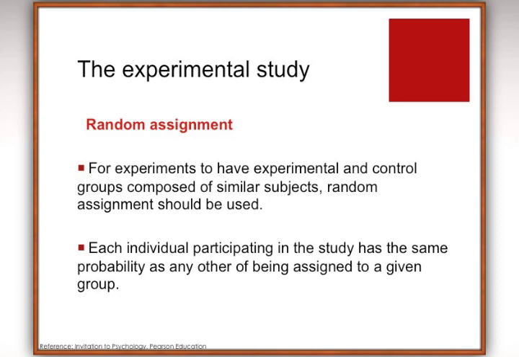For experiments to have experimental and control groups composed of similar subjects, random assignment should be used. Each individual participating in the study has the same probability as any other of being assigned to any given group.